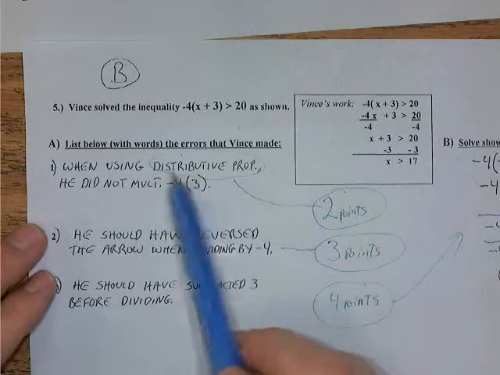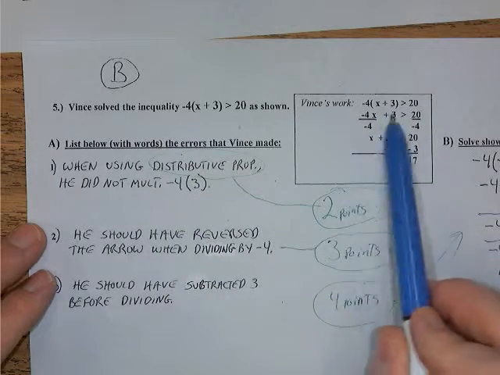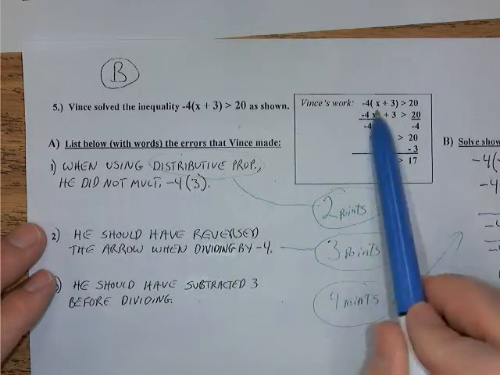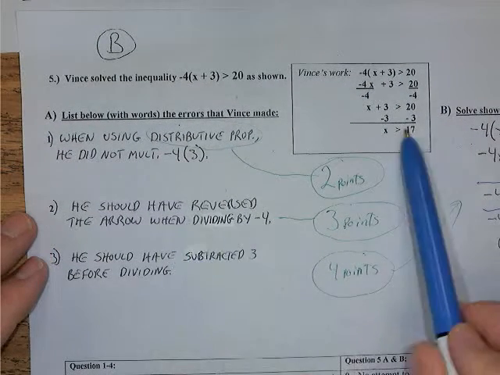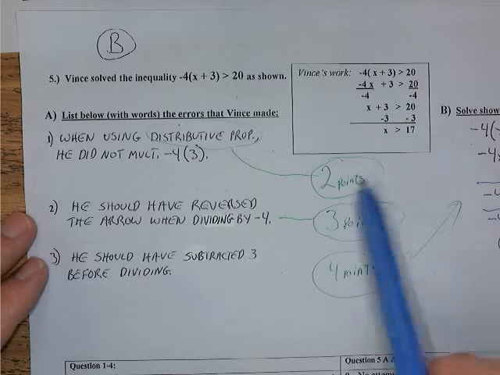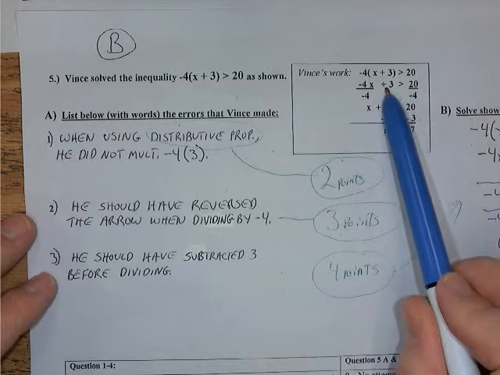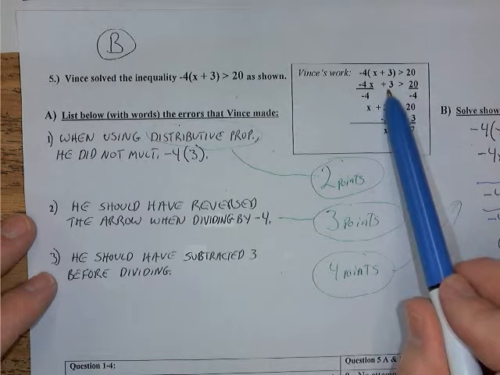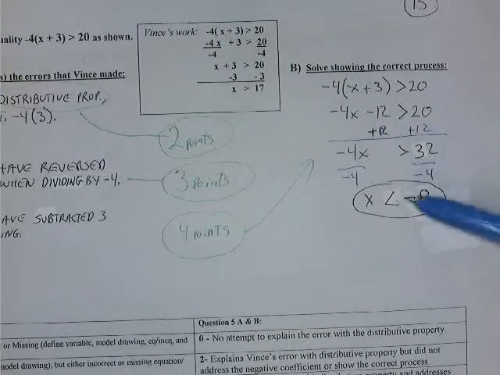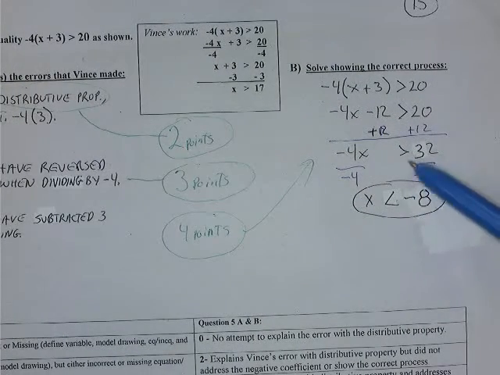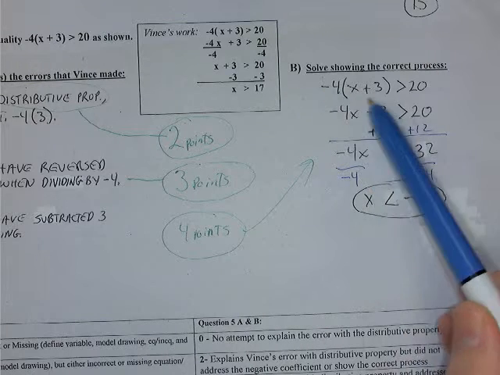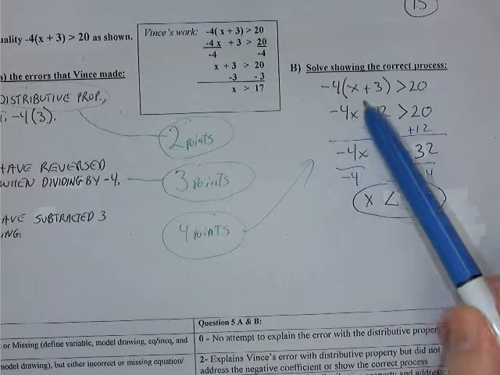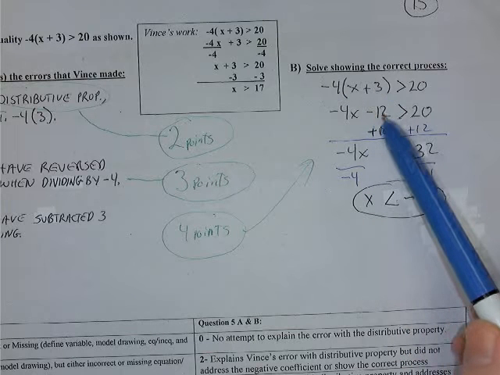He should have used the distributive property, negative 4 times 3. He should have reversed the arrow when dividing by a negative. And he should have subtracted 3 first, before any division. And the answer came out to less than negative 8. Some people, again, forgot to reverse the arrow. Some people forgot to multiply. And by the way, negative 4 times 3 is negative 12, not plus 12.